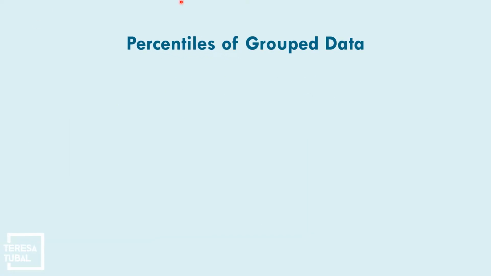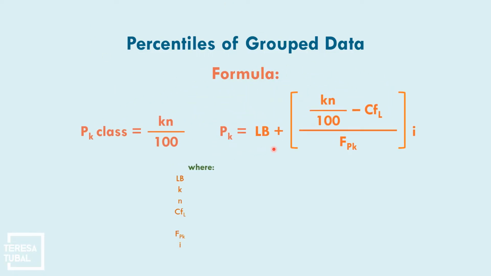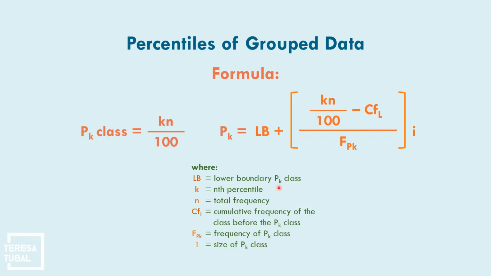So what is the formula for the percentiles of group data? The formula: P sub k is equal to LB, the lower boundary of the P sub k class, plus the quantity k times n, where n is the total frequency, all over 100 because these are percentiles, minus cf sub l, the cumulative frequency of the class before the P sub k class, all over f sub P k, the frequency of the P sub k class, times i, the size of the P sub k class.